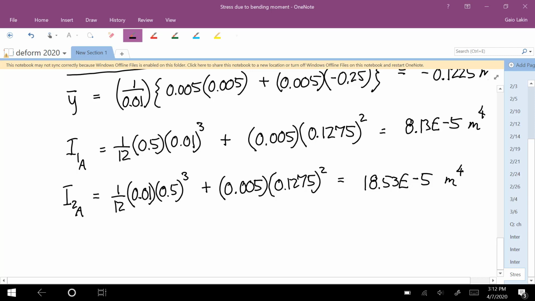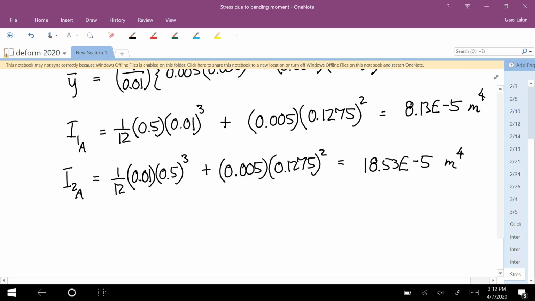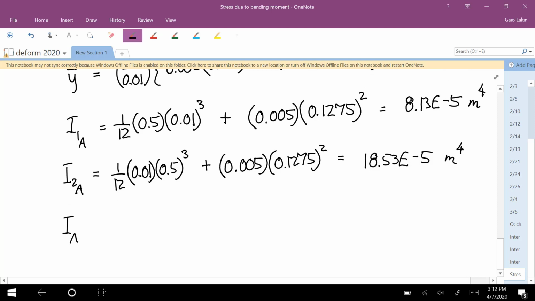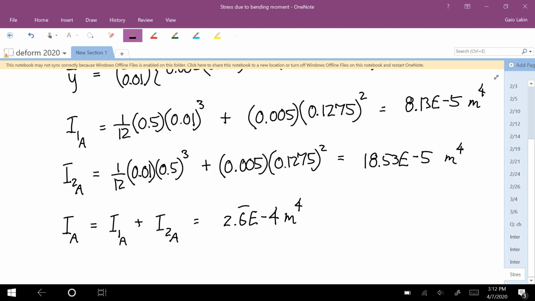And now, since we have these calculated about the neutral axis of the whole cross-sectional shape, we can finally come up with our total answer, which is the sum of these two individual area moments of inertia. And you get 2.6 repeating times 10 to the minus fourth meters to the fourth. Okay, so that's the process of taking a shape that's built up from simple shapes and using the formulas of those simple shapes and the parallel axis theorem to calculate the area moment of inertia for the complicated shape.